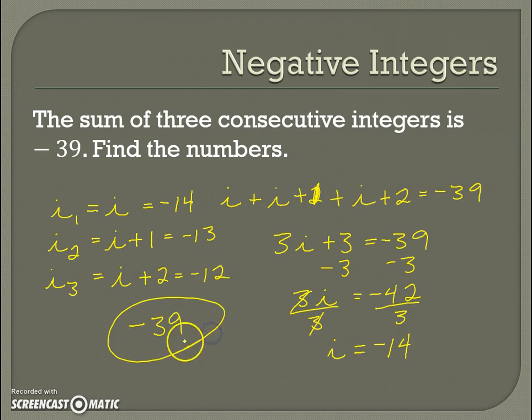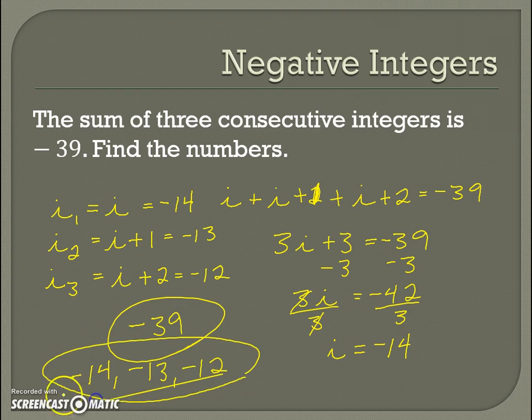But this is a part that kind of confuses students. A lot of times you're just so used to counting up, you do negative 14, negative 15, negative 16, but that's incorrect. Those three values do not add together to be negative 39. It must be negative 14, negative 13, negative 12. So be very, very careful on problems like that.